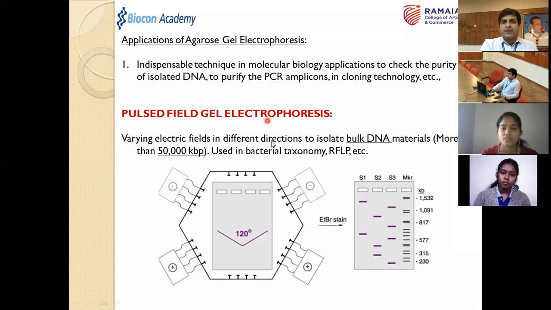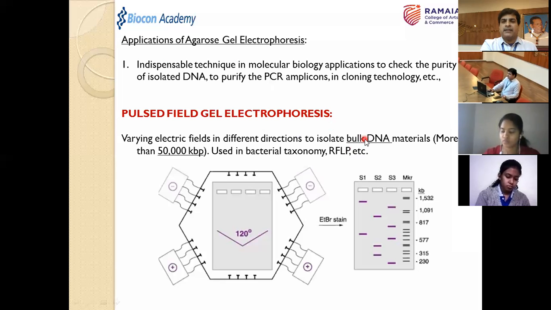So next, another technique is pulsed field gel electrophoresis. After agarose gel electrophoresis, I am telling you about pulsed field gel electrophoresis because this technique is also used for DNA. What is the difference between agarose and pulsed field then? Pulsed field electrophoresis is used for bulk DNA material.